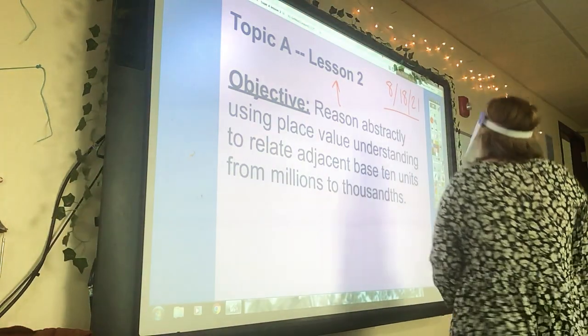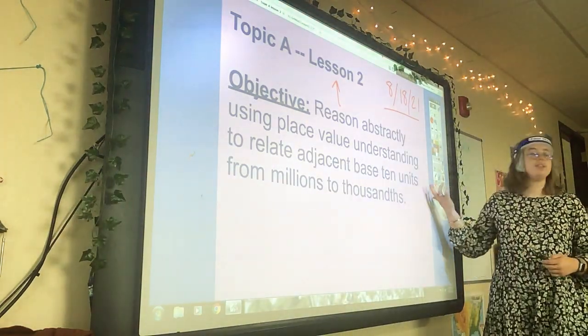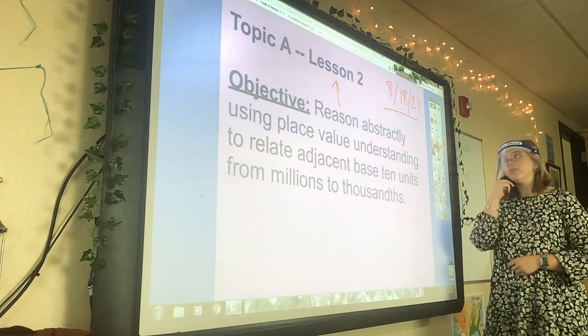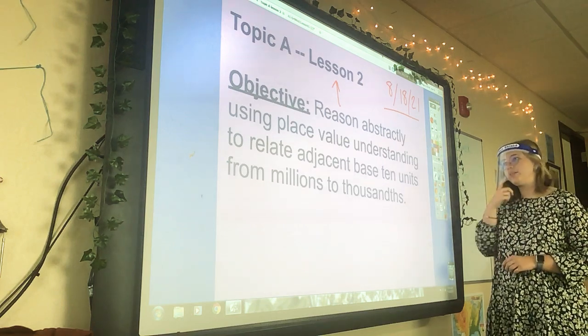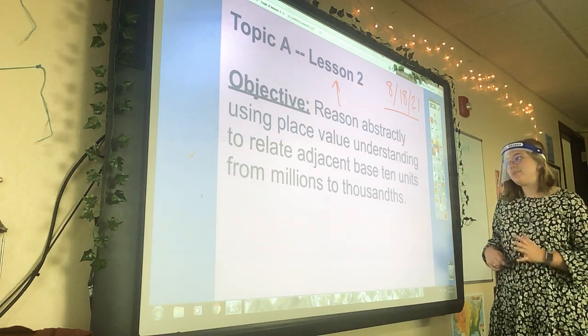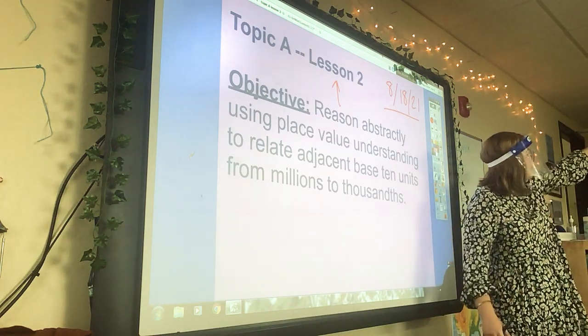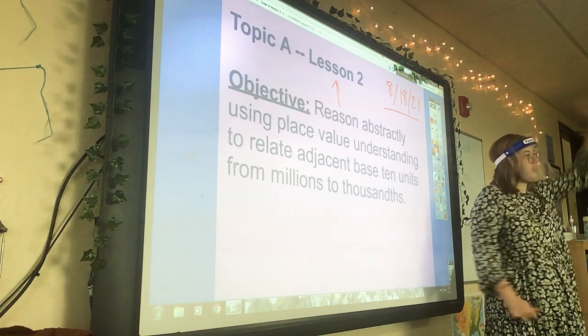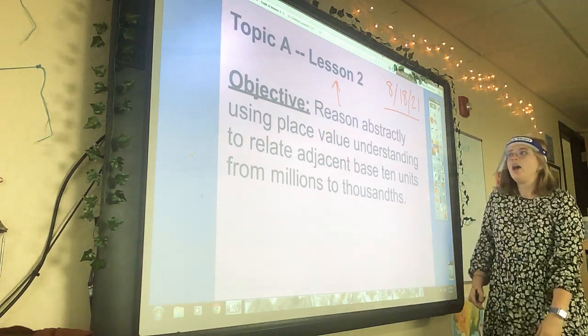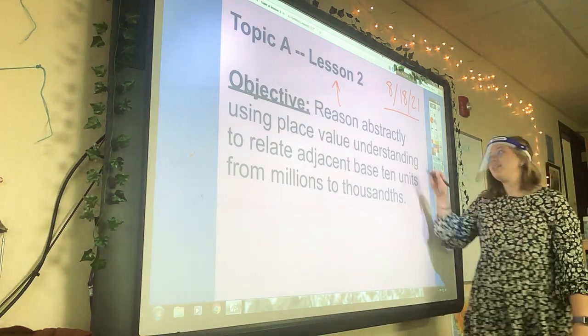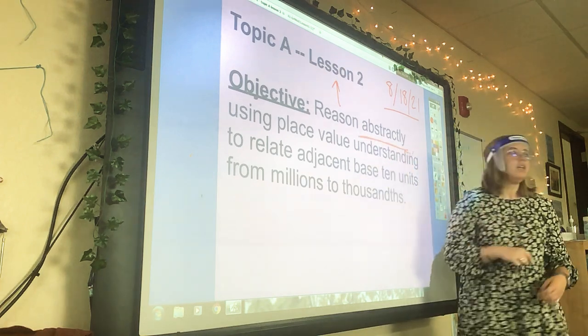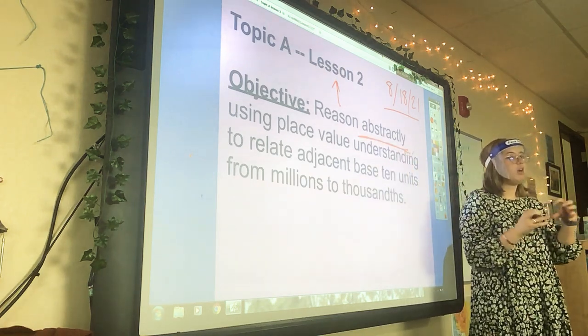So this is lesson 2 of module 1, so we're going to do the same objective as yesterday. Reason abstractly using place value understanding to relate adjacent base 10 units from millions to thousands. So again, we're going from the biggest number we have on our place value chart all the way to the smallest, which is thousands, okay? But the only difference with this objective is we're reasoning abstractly, meaning that we're taking the place value chart out.